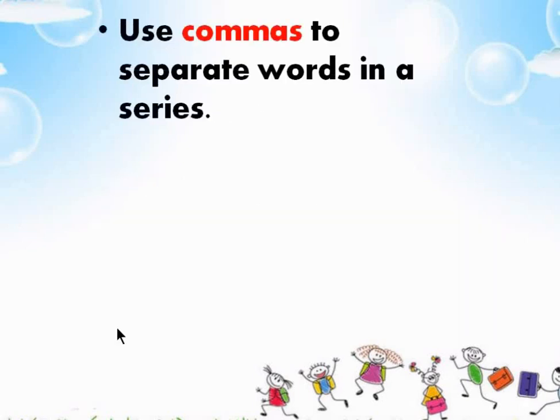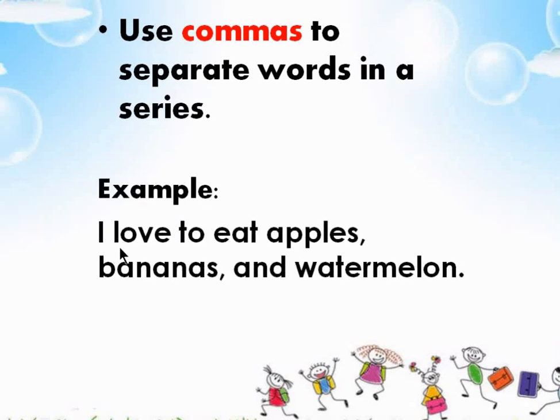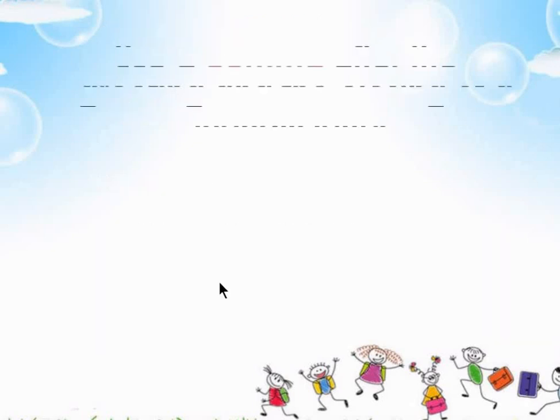Next rule. Use commas to separate words in a series. Like this sentence, I love to eat apples, bananas, and watermelon. Where did I put the comma? After each item. Very good.